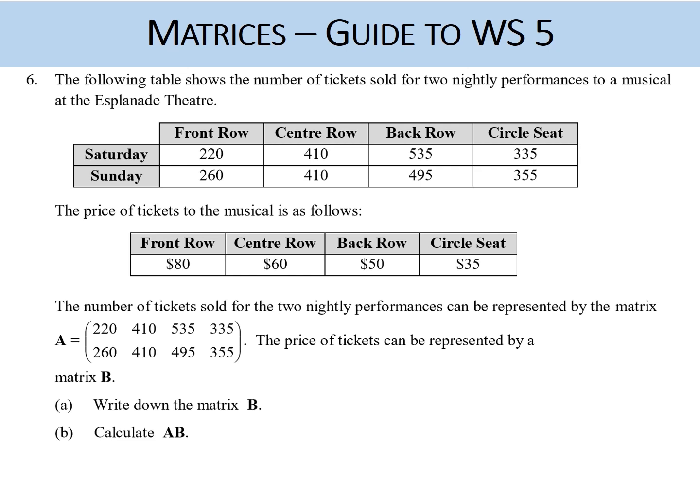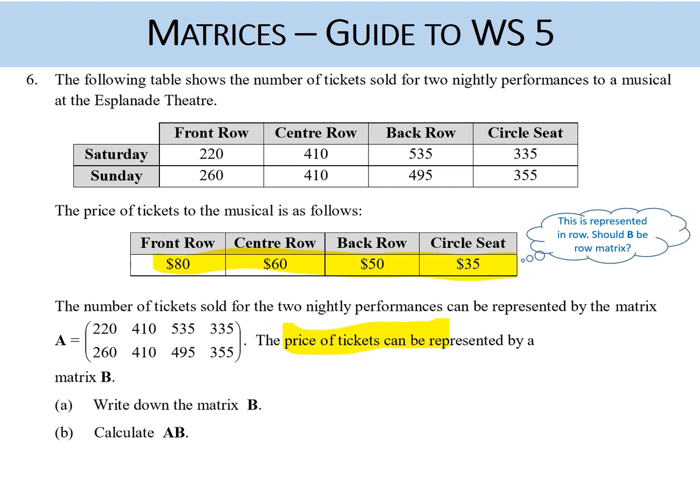write down the matrix B. Now what is B? B is represented by the price of tickets. If you look at the price of tickets, the information given to you is in rows. So does it really mean that since the information is represented in rows, when I give my matrix B, it should also be a row matrix? Now, this is where a lot of students made mistakes.